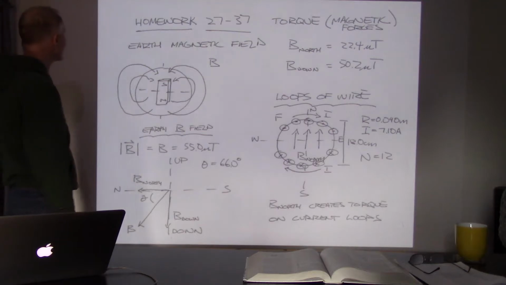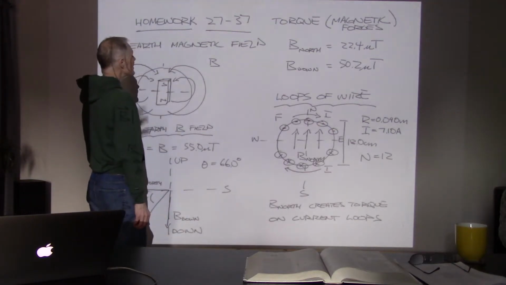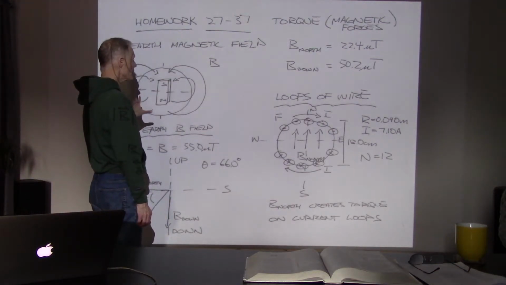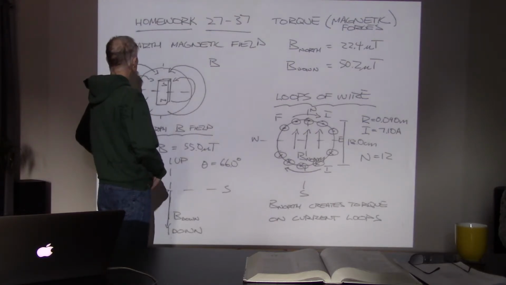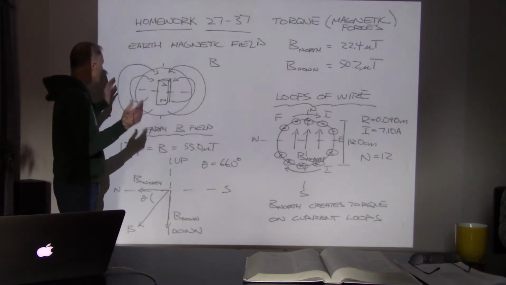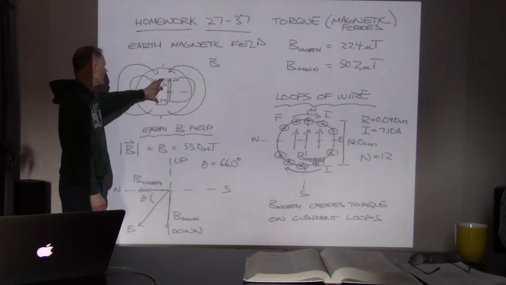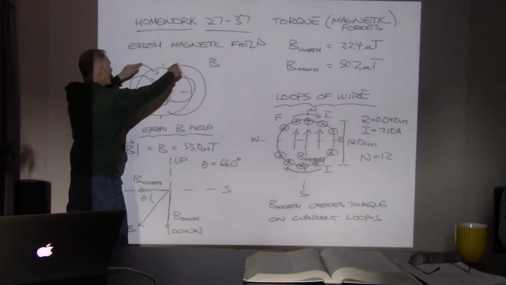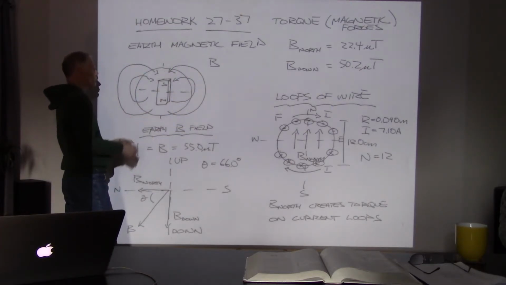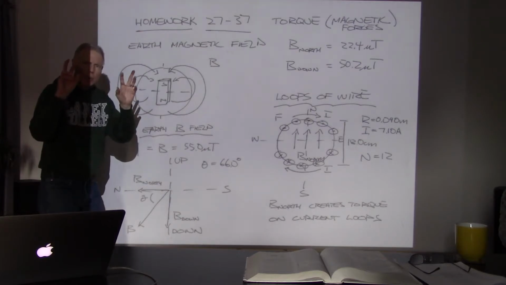Problem 37. So this is dealing with Earth's magnetic field. This is kind of an interesting problem. So first of all, we did this in lecture. Here's Earth. Here is Earth's magnetic field. And Earth's magnetic field has a shape or a geometry to it that is a dipole shape.